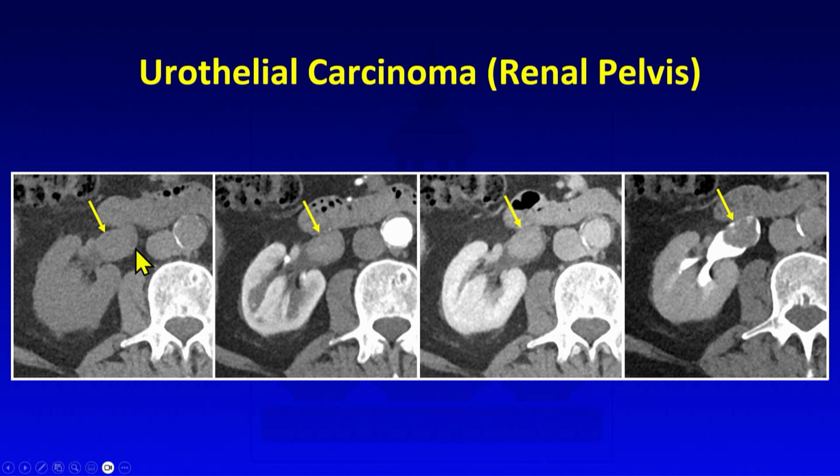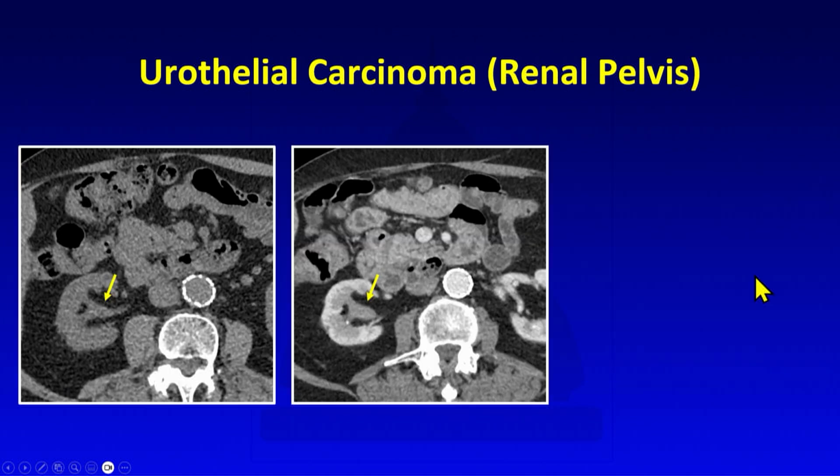Here are some examples of urothelial carcinoma. You can see it on the non-con as an expansile mass, but obviously better seen on the post-contrast images. Even better seen is on the excretory phase, in which the urine is very bright, and then you can see the filling defect right there.